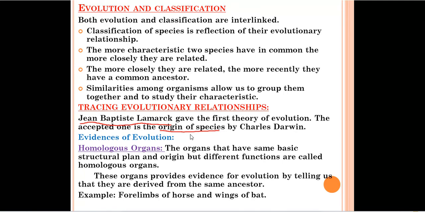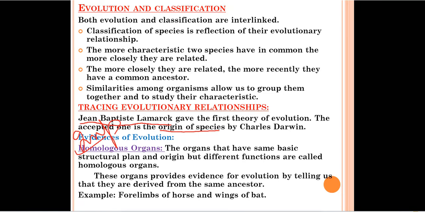In this we'll read about 3 topics: homologous organs, analogous organs, and fossils. Homologous organs and analogous organs are very important. Generally questions are asked from this section. Write the differences between homologous and analogous organs, or you can get an individual question, like what are homologous organs, give example, what are analogous organs, give example.